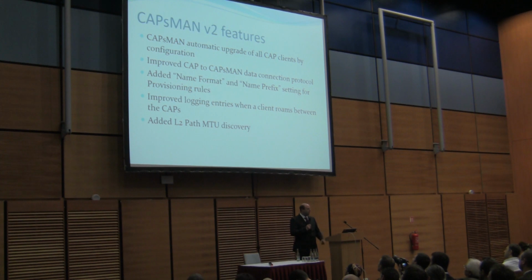It's a better protocol. It works faster in updating. We have the name format. We could put in a prefix, for instance, 2.4 access points or 5 GHz access points, so you see directly in the interface list which one is actually running. And you could also see much easier when a client is roaming from one access point to the other directly in the log.